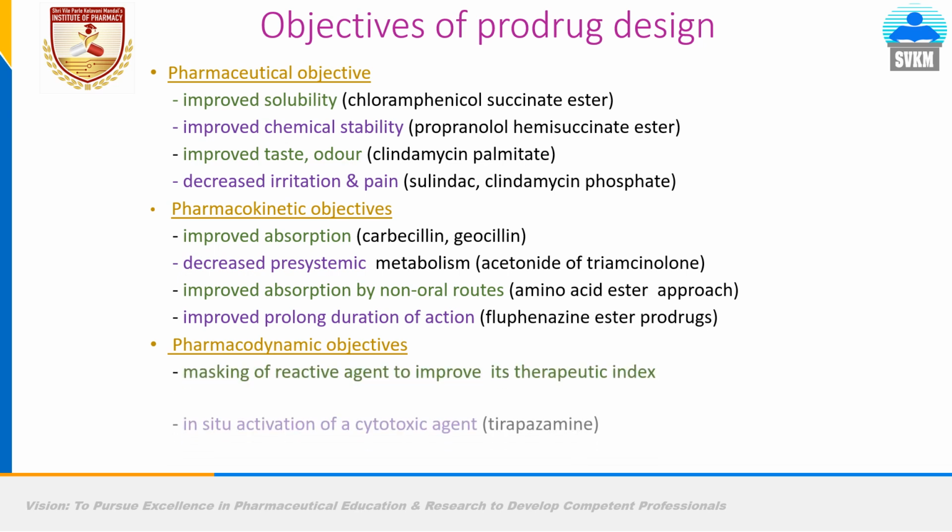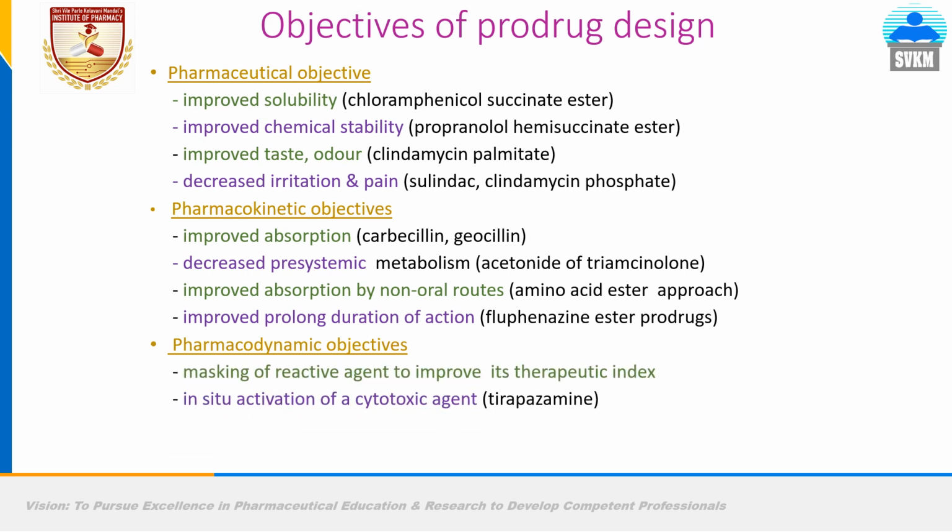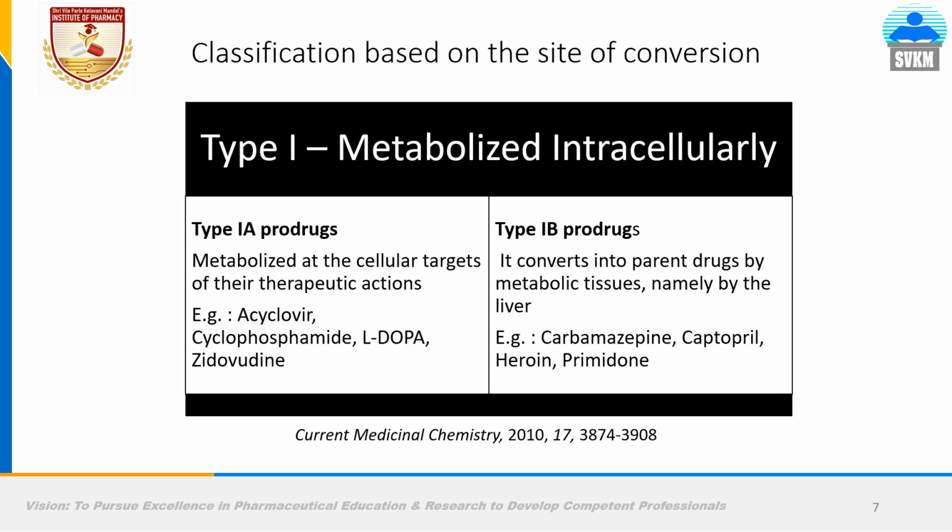The pharmacodynamic approach is also like masking the reactive agent to improve the therapeutic index, like increasing the site selectivity or site specificity by modifying the drug so that it will bind in a better way to the receptor. If we classify the prodrug into four categories, as mentioned in the paper in Current Medicinal Chemistry in 2010, the first type is metabolized intracellularly, meaning such a prodrug is metabolized inside the cell, and again it is classified into A and B type.